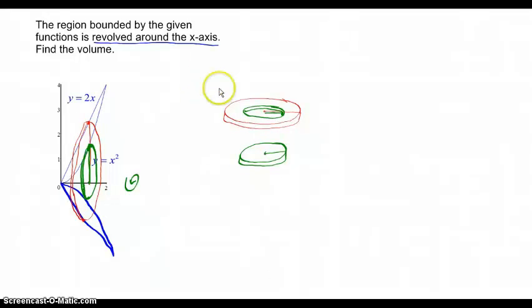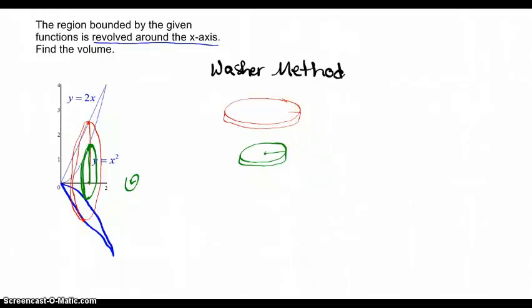And I also hope that you see now, instead of having a cylinder or a disc, we have a washer. That's why this is called the washer method, because this looks like a washer. It is a cylinder with a hole in the middle. Now let's talk about the hole versus what's going on there in the center.